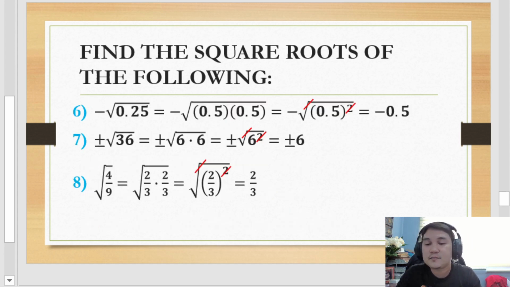Number 6, still a decimal number radicand. So negative square root of 25 hundredths. So is equal to, we copy the negative sign, and then the square root sign is also copied, and then look for a number wherein if it is going to multiply by itself, it will give us 25 hundredths. So that number is 5 tenths, because 5 tenths times 5 tenths gives us 25 hundredths.